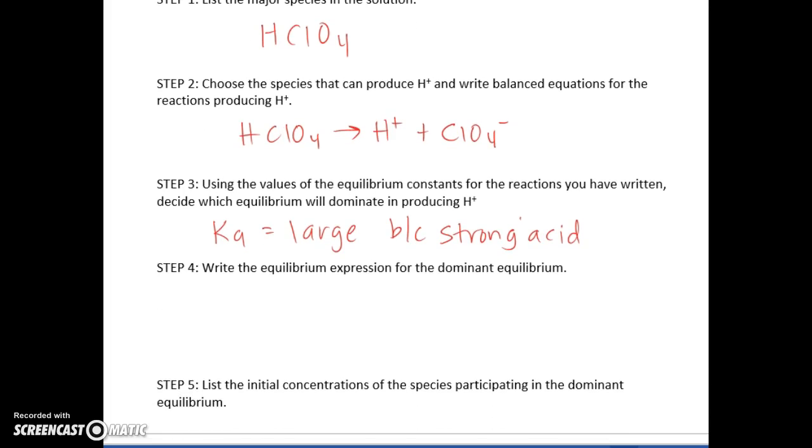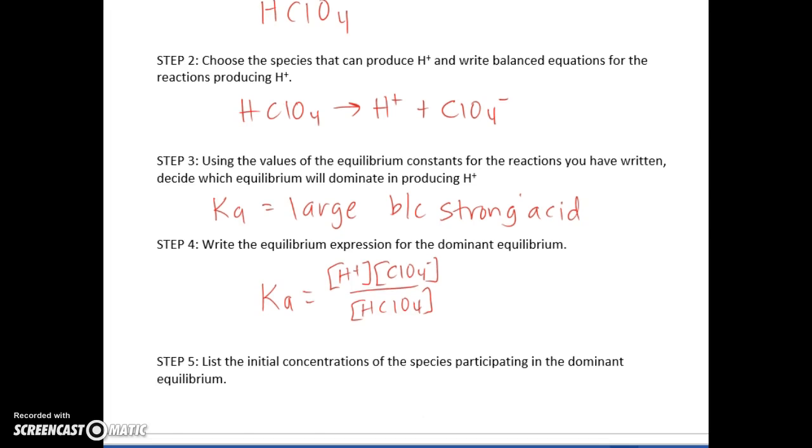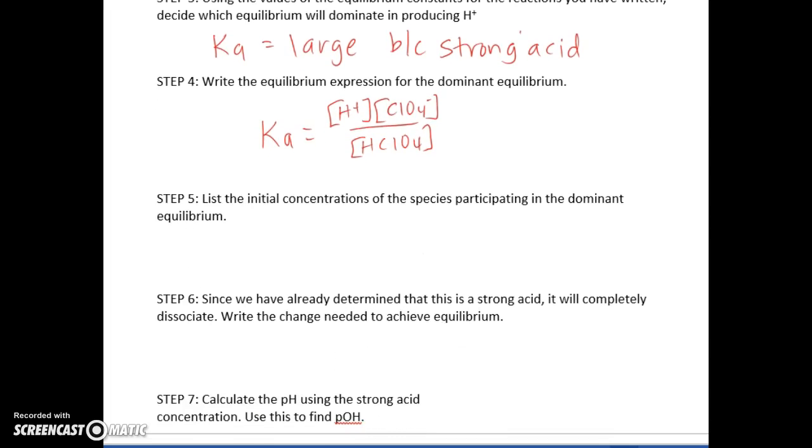Write the equilibrium expression for the dominant equilibrium. Well, Ka is equal to the concentration of the products over the concentration of the reactants. Then we need to list the initial concentrations of the species participating in the dominant equilibrium. Well, I only have one thing. It's HClO4, and my initial concentration is 5 times 10 to the minus third molar HClO4.